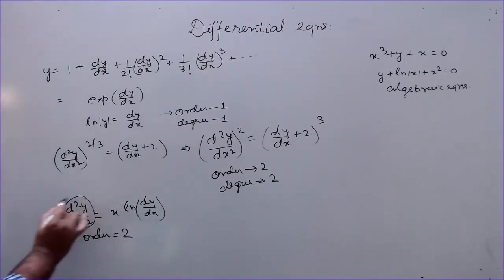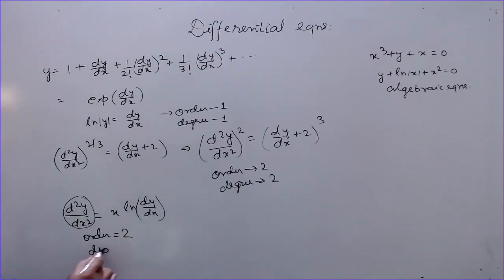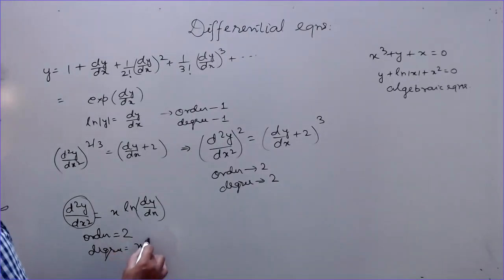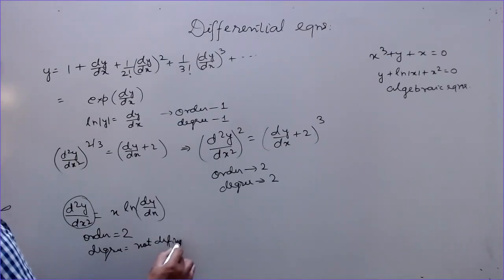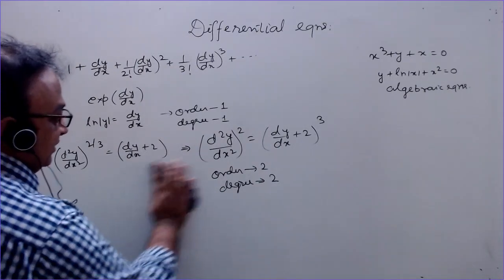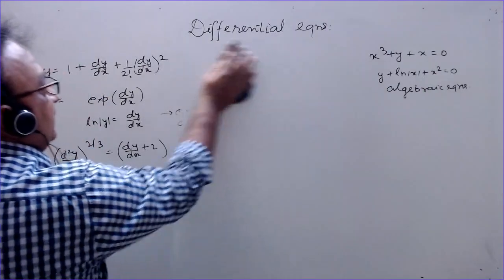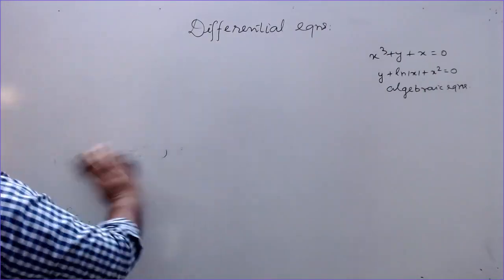The highest derivative is 2. As far as degree is concerned, what do you think? Degree is not defined because this is not a polynomial in dy by dx. So this is how we define the order and degree of a differential equation. Now there are several types of differential equations which we will be discussing, and the methods to solve them.